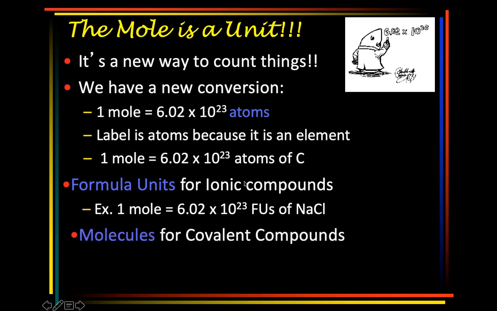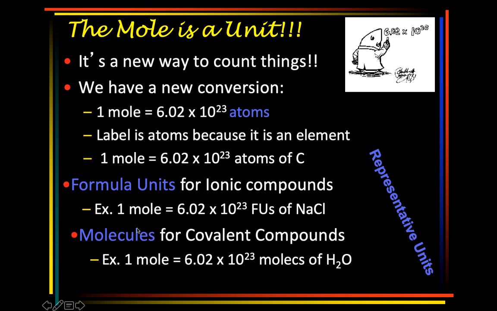All right, what if you don't have an ionic compound? What if it's a covalent compound? A molecule. So for example, 1 mole equals 6.02 times 10 to the 23rd molecules of water. Water is made of all nonmetals, so that's a covalently bonded compound, a molecule. Those 3 terms are called representative units because they are the unit that represents that substance. Atoms represent elements. Formula units, FU, represent ionic compounds. Molecules represent water.